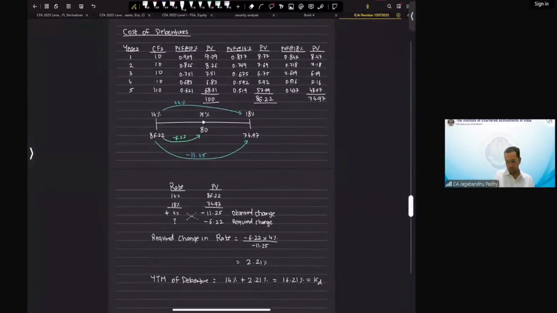Did we all follow this? The yield to maturity method, guys. So we first took 10%, then 14%, and then 18% to check at what rate we are getting the value of the debenture as 80.